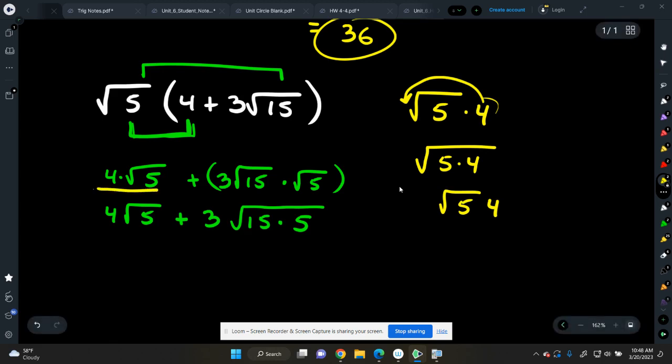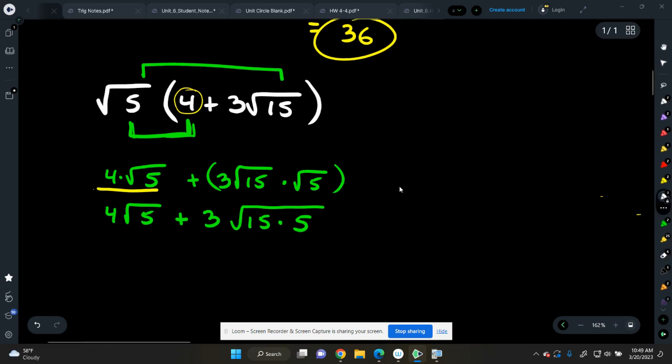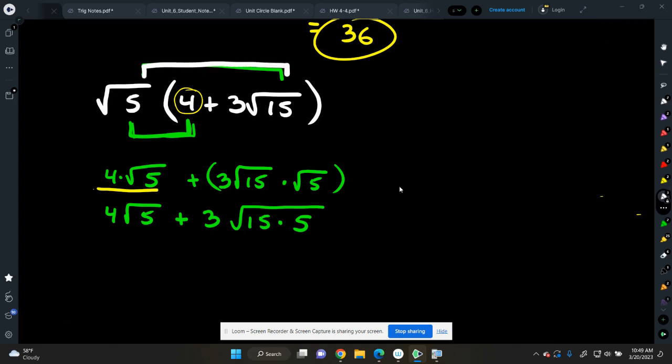Well, if the 4 was inside, you could still do it, right? Because you could do 2 and 2. No, it'd be something different because this 4 is not inside the radical. This 4 is outside the radical. You just put 7 on the outside. You put 15 times 5 on the inside. We didn't do that part yet. Not yet. So at this point, all I've done is distribute. So 4 times the square root of 5 plus, now we're going to do square root of 5 there, 3 square root of 15 times the square root of 5.